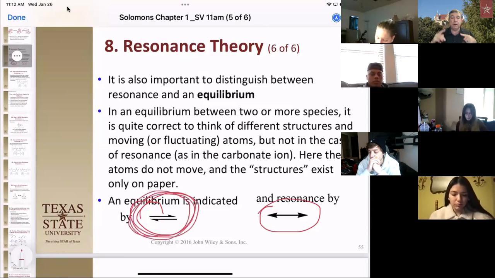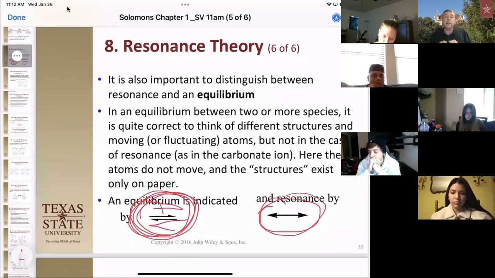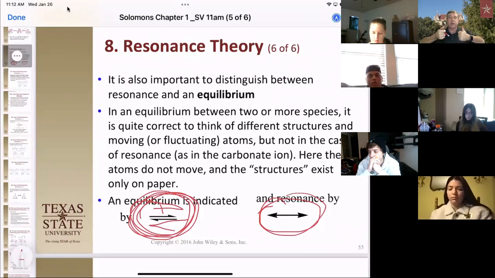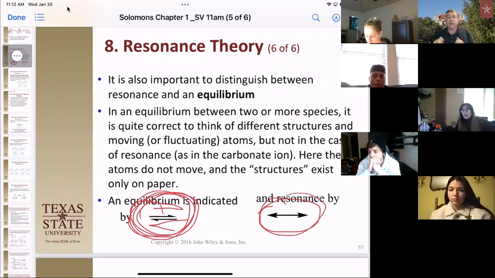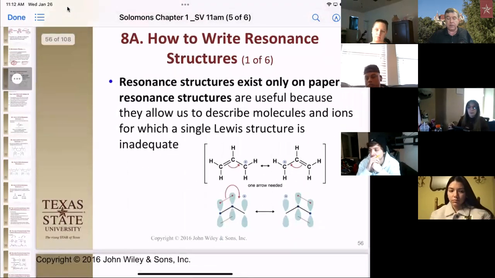The double arrows this way, the two arrows opposite each other, that means it's going back and forth, which is equilibrium. This means it could be either. Either are good choices for your Lewis dot structure. Okay, so do you understand that those are the two different arrows there? Okay, now, are all resonance structures equal? Not necessarily. So let's talk about how to draw these structures here.